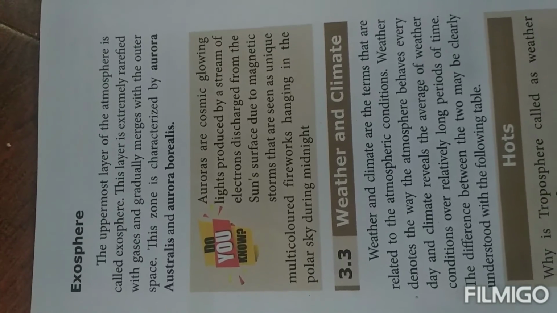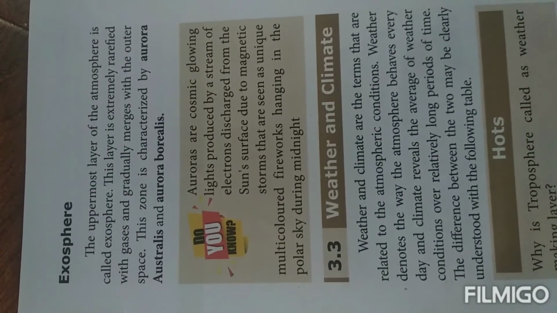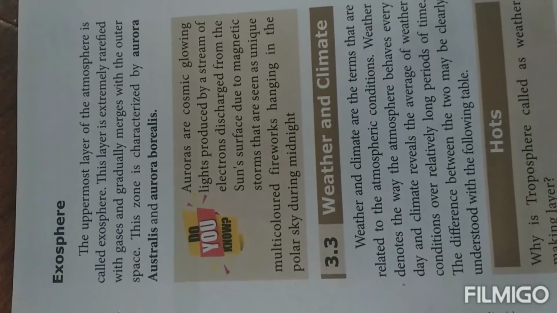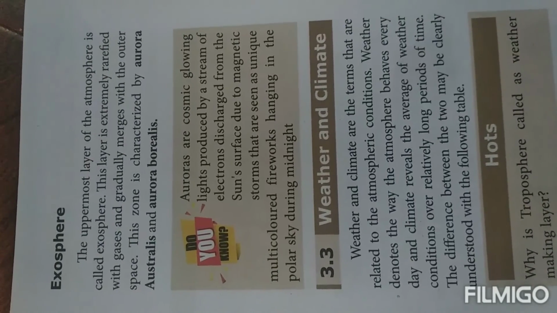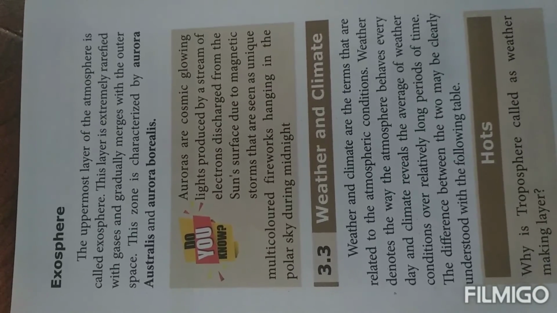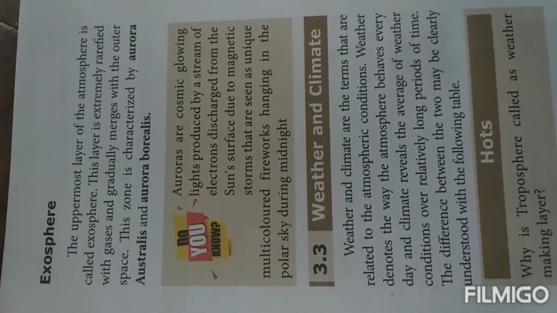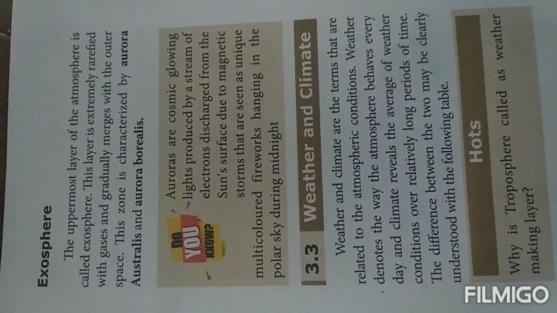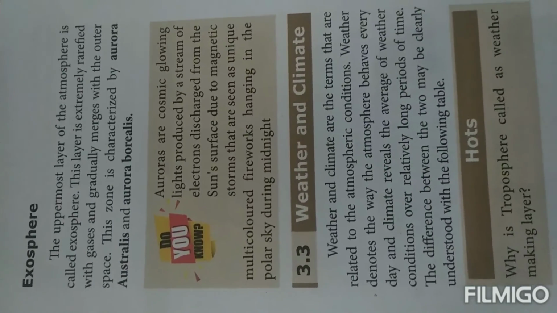The zone is characterized by aurora australis and aurora borealis. Auroras are cosmic glowing lights produced by a stream of electrons discharged from the sun's surface. They come from the sun's surface due to magnetic storms and are seen as unique multicolored fireworks hanging in the polar sky during midnight. During midnight at the South Pole or North Pole, it is easy to see the auroras, which look like glowing lights, like firecrackers.